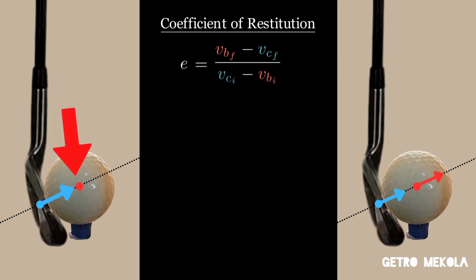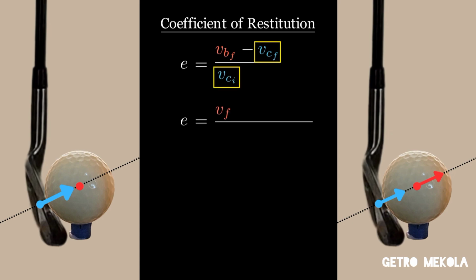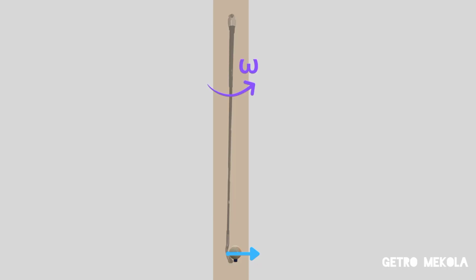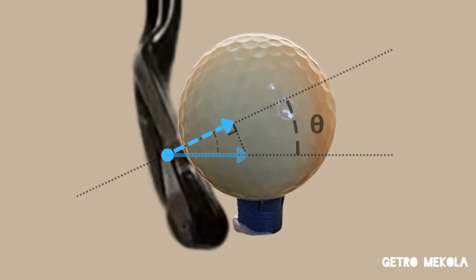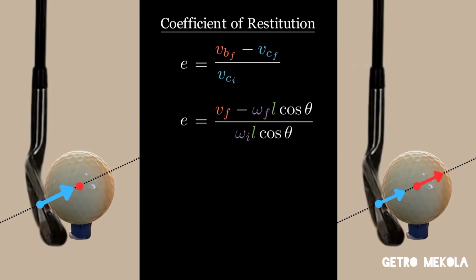Anyway, the initial velocity of the ball is 0, so this term is gone. The final velocity of the ball is what we want to solve for, so I'll leave it as is. For the final and initial club velocities, I can use the angular velocity times the distance from the point of rotation, but then I need to convert it to only use the component that goes through the axis of the collision, which again will be cosine of the launch angle.